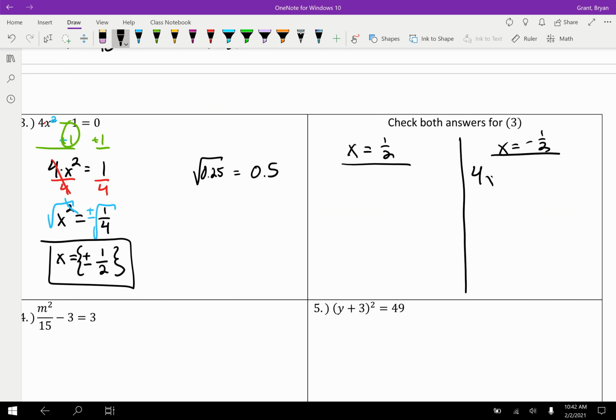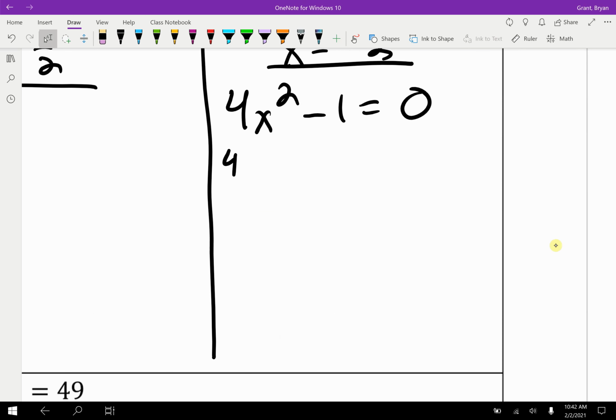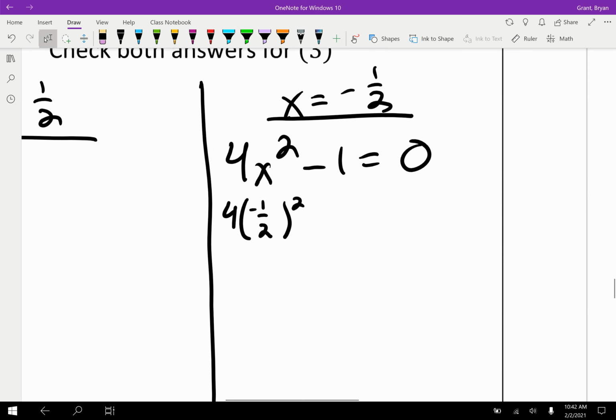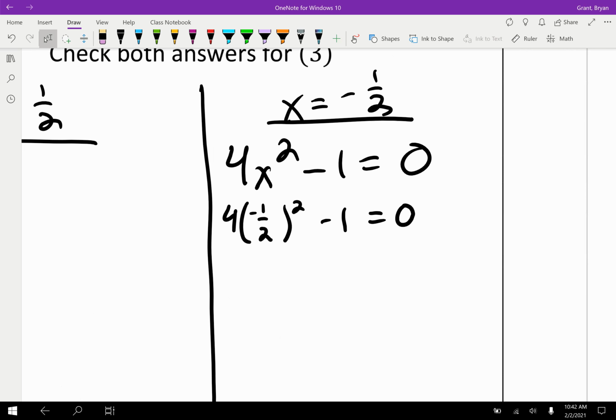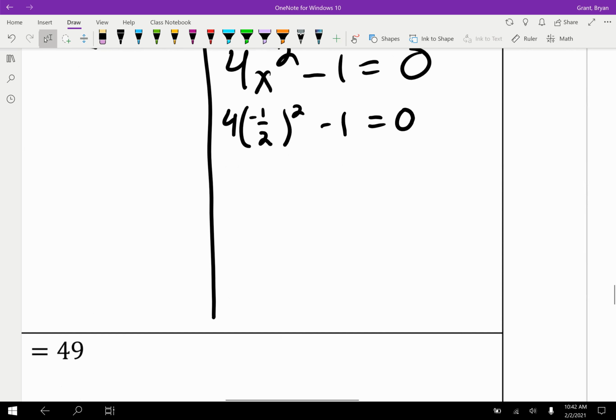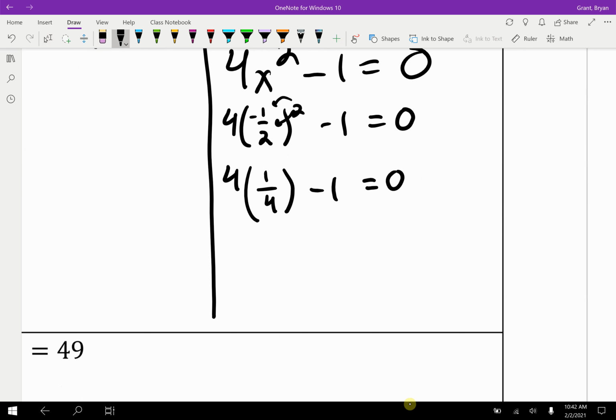So we have 4x squared minus 1 equals 0. So 4, we're replacing x with the answer, negative 1/2 is the one I'm doing here, I think. Minus 1 equals 0. We have to square negative 1/2, but that's easy because we just distribute our 2. There's division. Negative 1 times itself is positive 1. 2 times itself is 4. Now we just have 1/4 of 4, and 1/4 of 4 we might know is 1. And 1 minus 1 is 0.